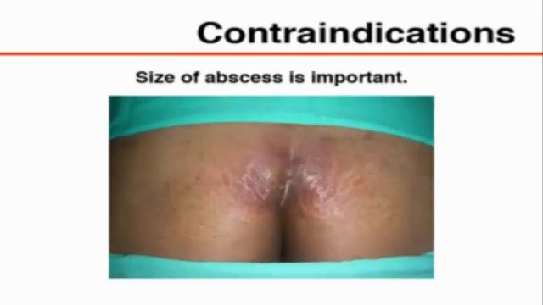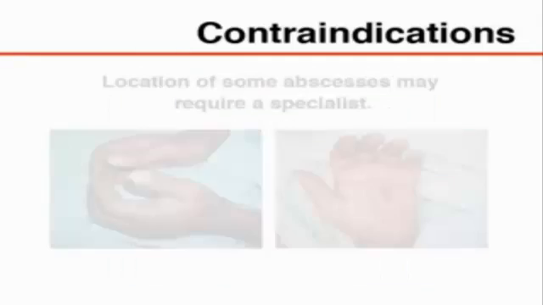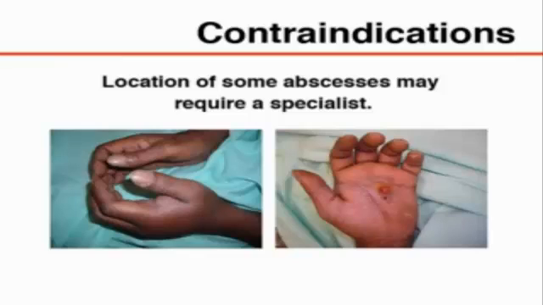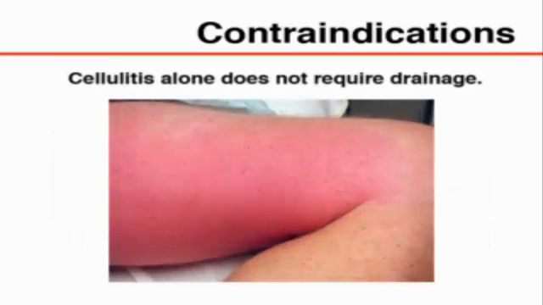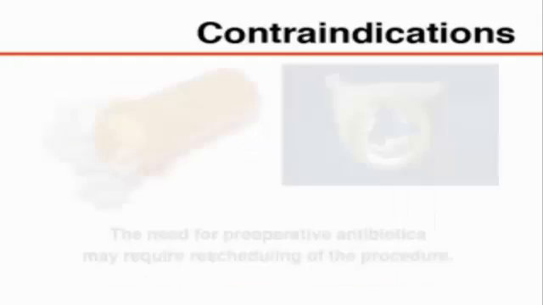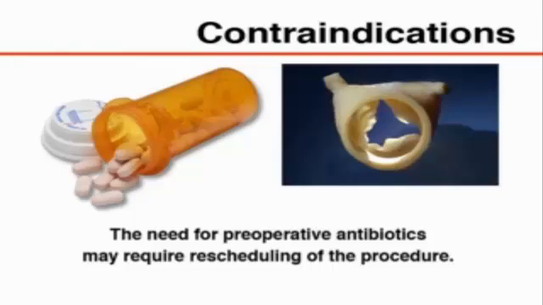Extremely large or deep abscesses in areas difficult to anesthetize may be more appropriate to treat in a formal operating room setting. Abscesses of the palms, soles, or nasolabial folds can be associated with complications and may require consultation with an appropriate specialist. Incision and drainage is not indicated for cutaneous cellulitis without an underlying abscess. The need for preoperative antibiotics for conditions such as abnormal or artificial heart valves may require reconsideration of the timing for the procedure.